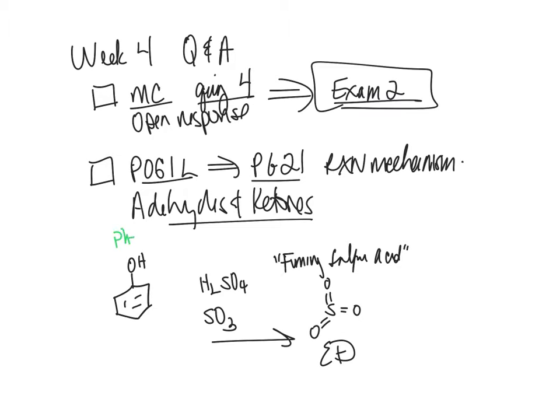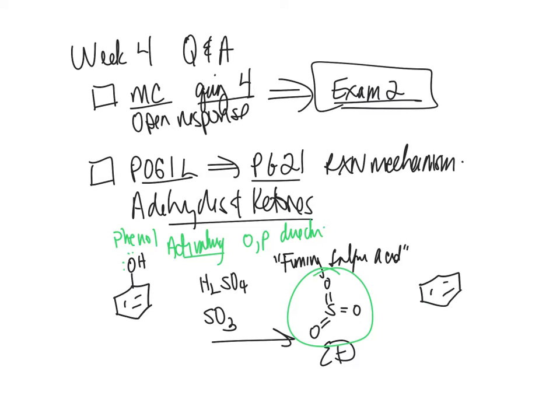Now this phenol has lone pairs on the oxygen, and lone pairs are very activating. So phenol will be an ortho para director and very activating. So that means that this SO3 will add ortho and para. So I would take either ortho or para. They're going to be your major product.